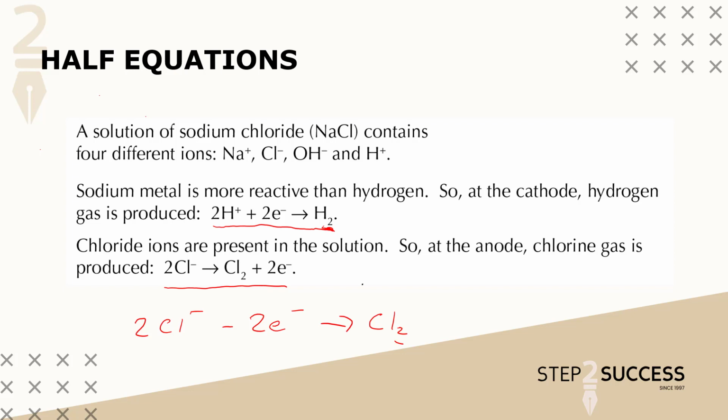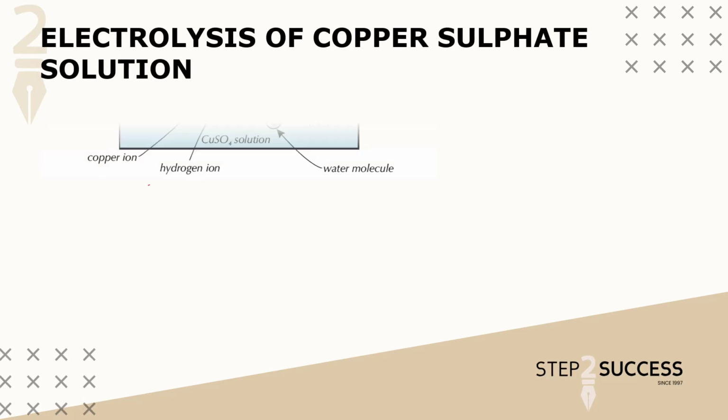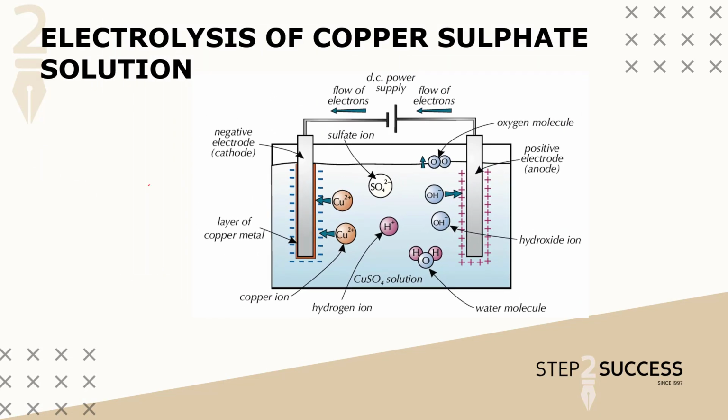Lastly, we will do the electrolysis of copper sulphate solution. And here is the diagram for the electrolysis of copper sulphate solution. Let's just talk about what's in here first. So we have copper ions, 2+. We have H plus ions because of the word solution. We have got OH minus ions again because of the solution, and we have these sulfate ions, which are SO4 2-.